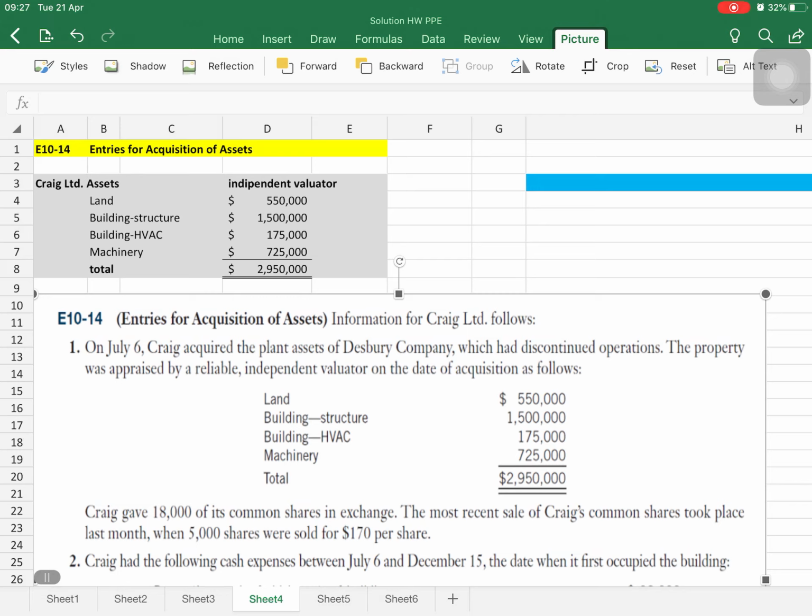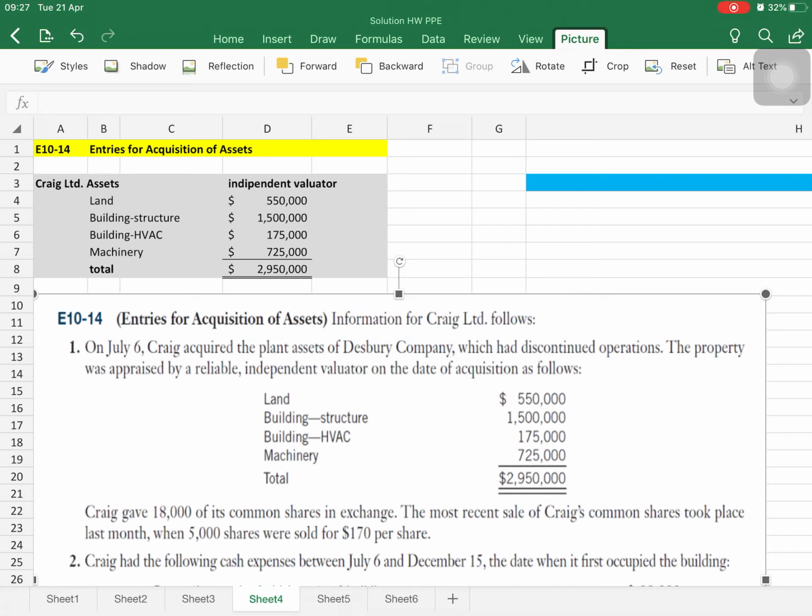On July 6, Craig acquired the plant assets of Disbury Company, which had discontinued operations. The property was appraised by a reliable independent valuator on the date of acquisition as follows. The land is 550,000, building structure 1,500,000, building HVAC 175,000, and machinery 725,000, and the total is 2,950,000. Craig gave 18,000 of its common share in exchange.